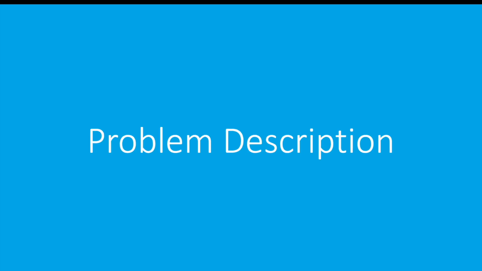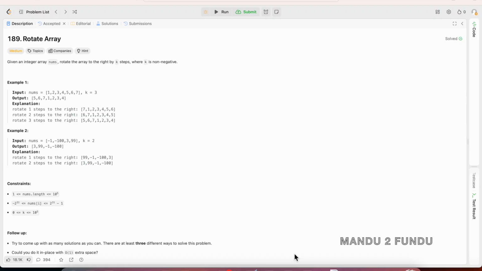In this video, I am going to discuss the solution for the rotate array problem. Let's look at the problem description. We are given an integer array. We have to rotate that to the right by k steps, and k will be a non-negative number.